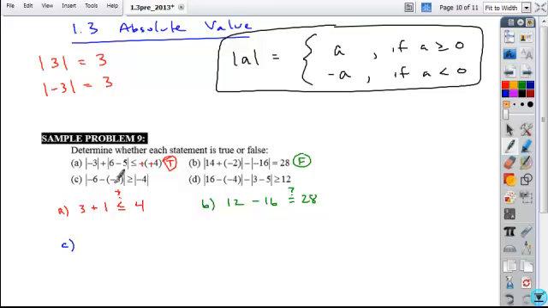For C here, we subtract a negative, which is equivalent to adding the opposite. So we get -6 plus 3, which is -3. Absolute value of -3 is a positive 3. And we want to check and see, is that greater than or equal to absolute value of -4, which is a 4, and the answer is no. So that's false.